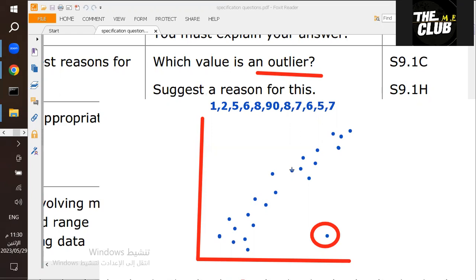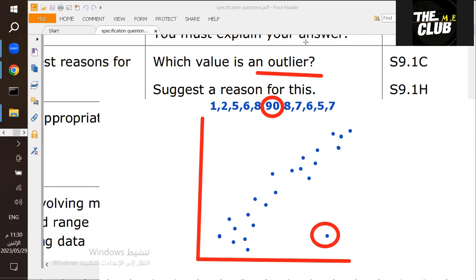They might be upper or lower. Too low, too high. So that's the meaning of outliers, okay? You know how to describe or find them, and you must know how to suggest reasons for that. What do you think the reasons for outliers?